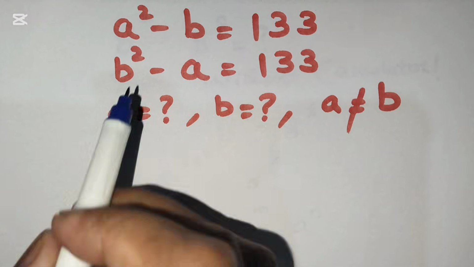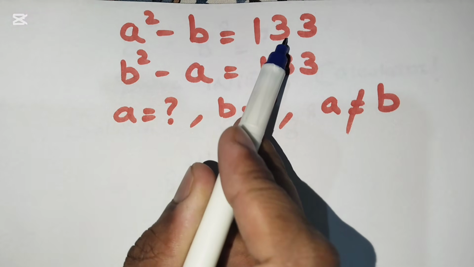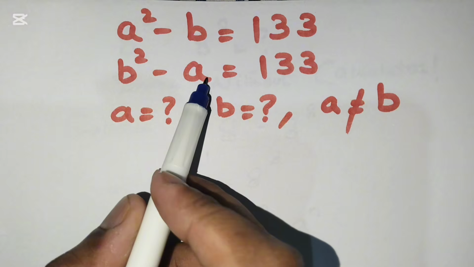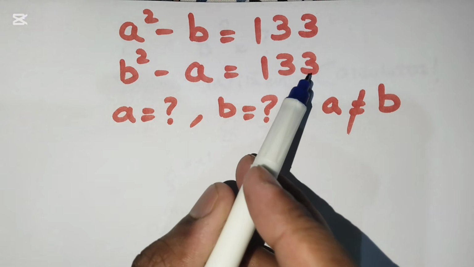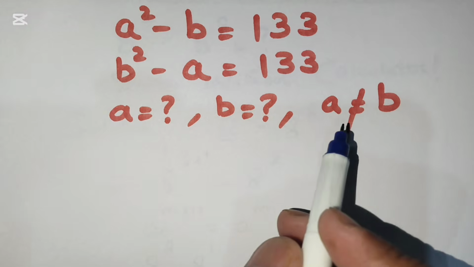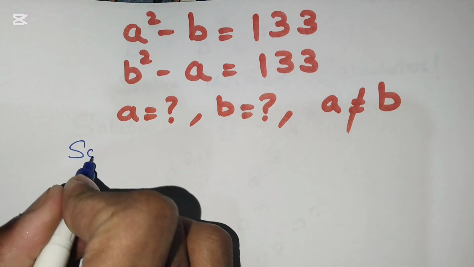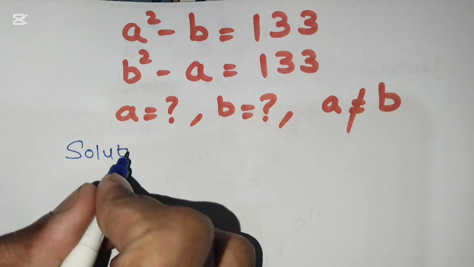We have two equations, a² − b = 133 and b² − a = 133. We have to find the values of a and b, where a is not equal to b. So we'll start the solution of this question.